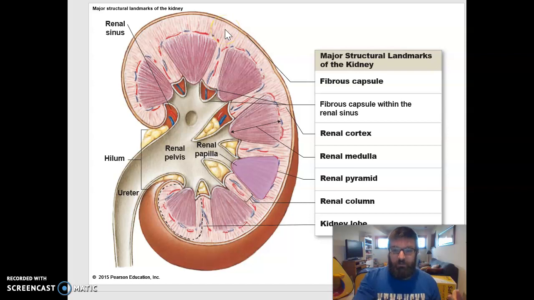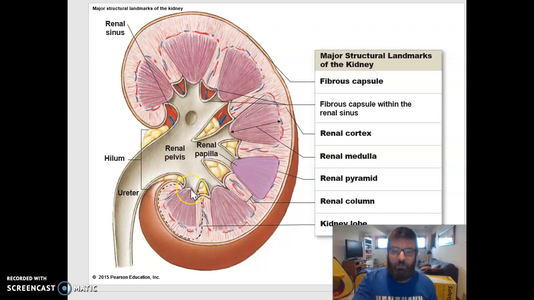We'll talk about nephrons in a moment. That's where the actual filtration of blood occurs, but the nephrons are primarily going to be up here in the cortex with tubes that dump down into these renal medullas, and then the completed urine is going to drip down from this little outcrop here called a renal papilla. And each renal pyramid has a renal papilla.